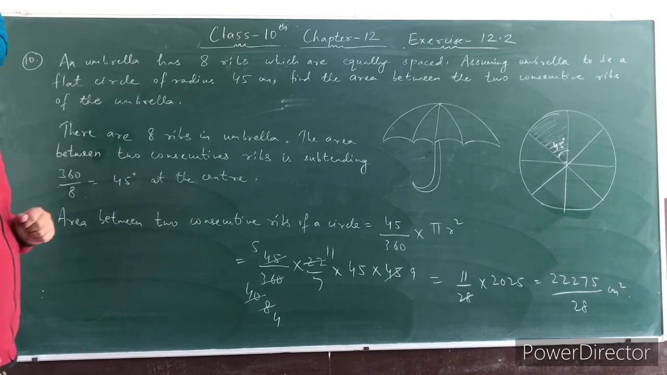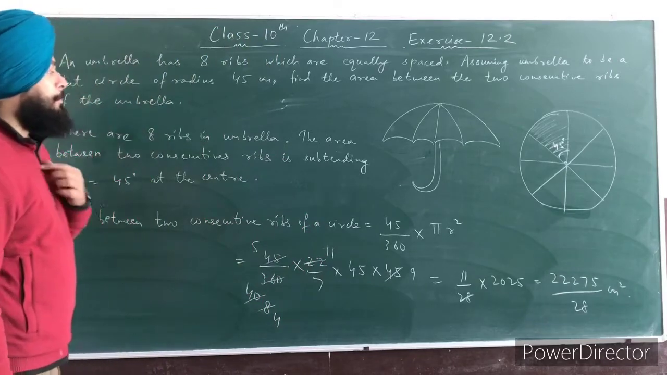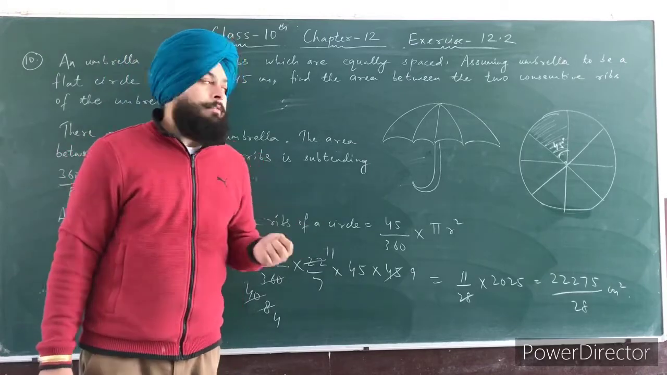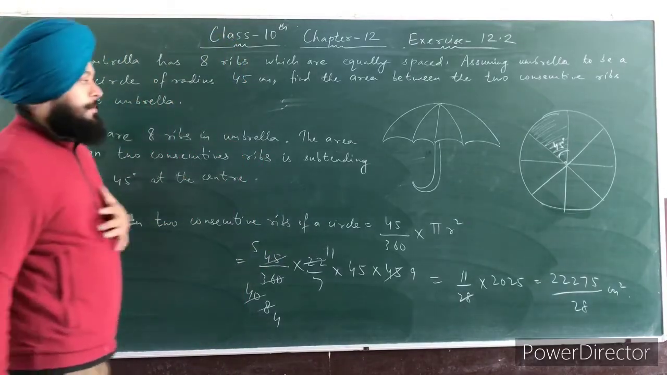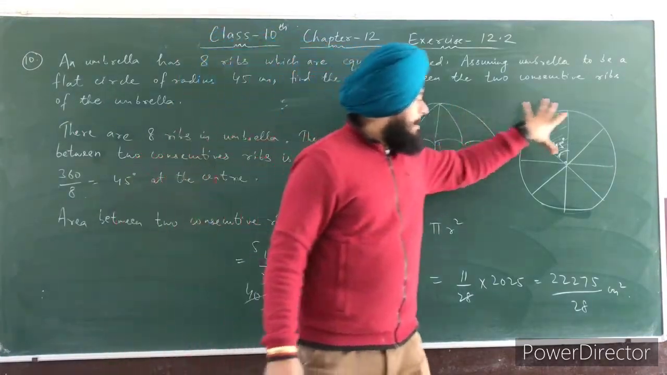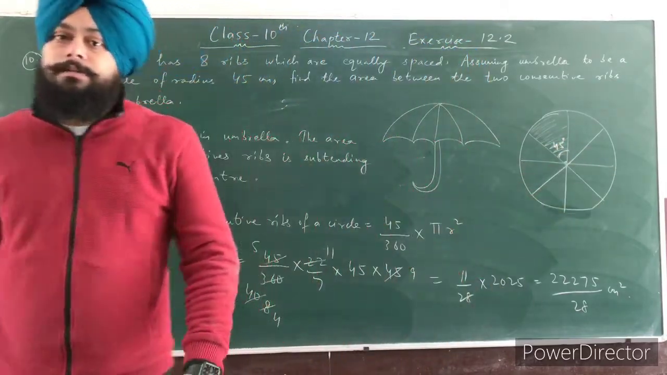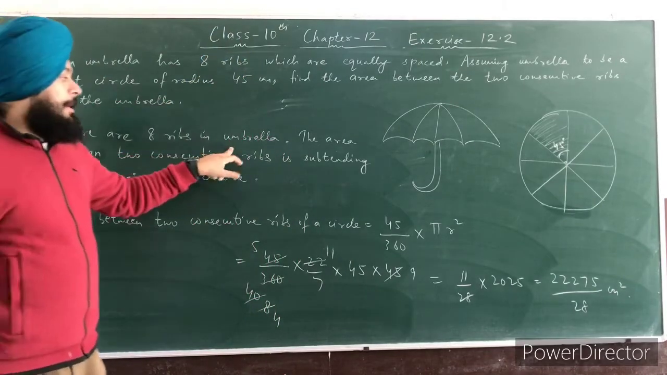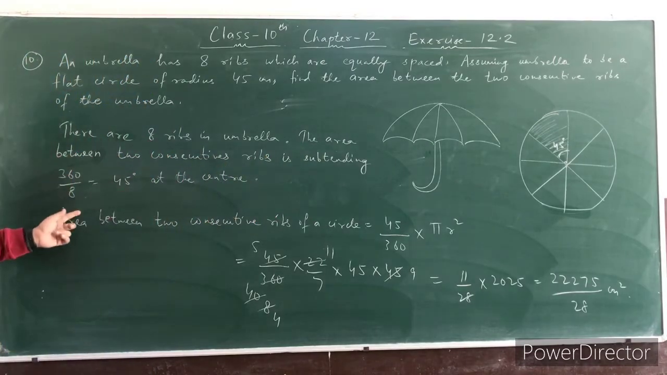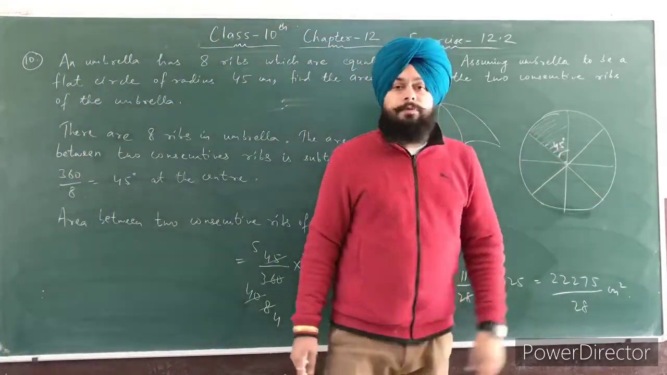Next, this is your question number 10. An umbrella has 8 ribs which are equally spaced. Assuming the umbrella to be a flat circle of radius 45 cm, find the area between two consecutive ribs of the umbrella. So you can see here, this is an umbrella which has 8 ribs. If you assume this umbrella as a flat circle, there are a total of 8 equal sectors. So the area between two consecutive ribs subtends how much? 360 over 8, that is 45 degree at the center. It means the theta between these two consecutive ribs is 45 degree.